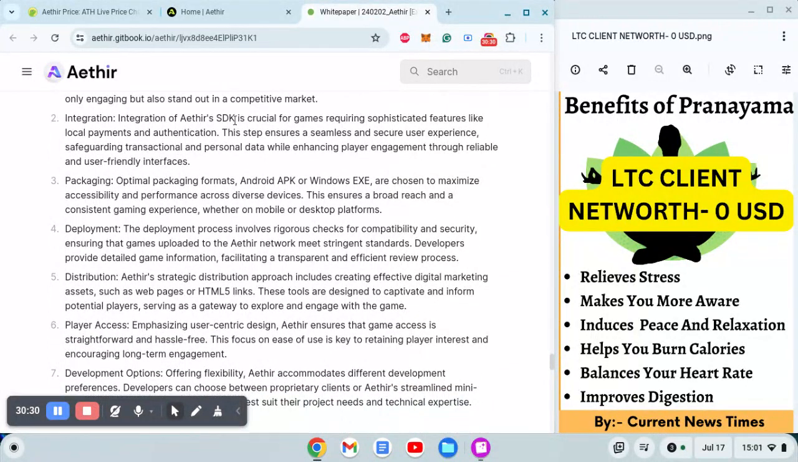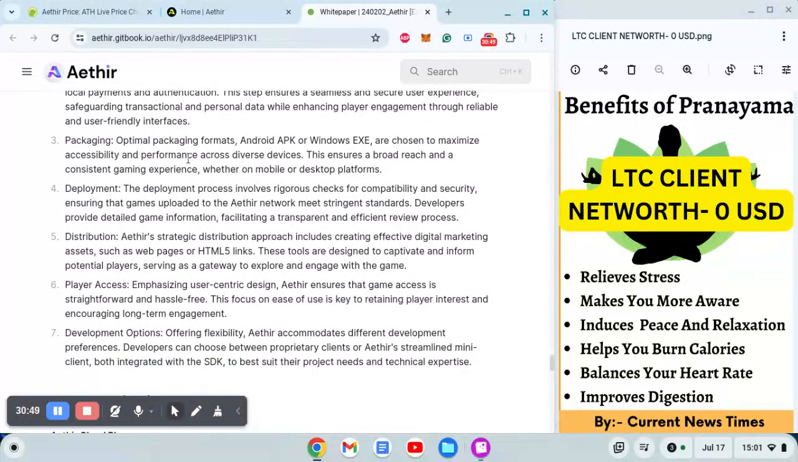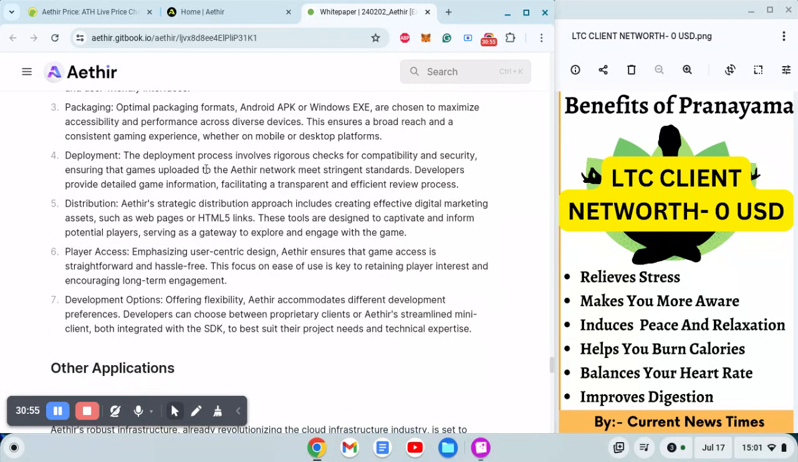Integration of A3's SDK is crucial for games requiring sophisticated features like local payments and authentication. This step ensures a seamless and secure user experience, safeguarding transactional and personal data while enhancing player engagement through reliable and user friendly interfaces. Packaging. Optimal packaging formats, Android APK or Windows EXE, are chosen to maximize accessibility.